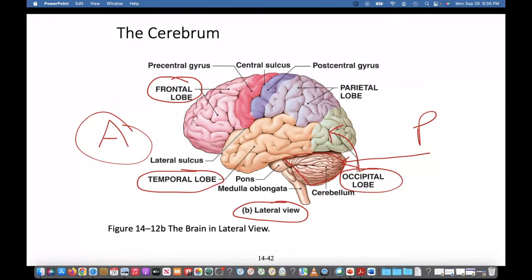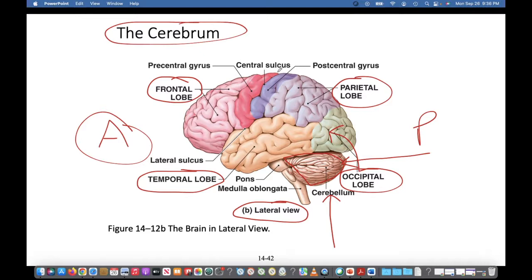If you think back to osteology, didn't we have a frontal bone? Then we have a temporal bone, then an occipital bone, and then a parietal bone. Well, deep to those bones are the lobes of the brain. So there's a frontal lobe, a temporal lobe, an occipital lobe, and a parietal lobe. Those are the main lobes of the cerebrum. Don't confuse cerebrum with cerebellum. They're not the same thing. Cerebellum is really involved with balance and coordination.